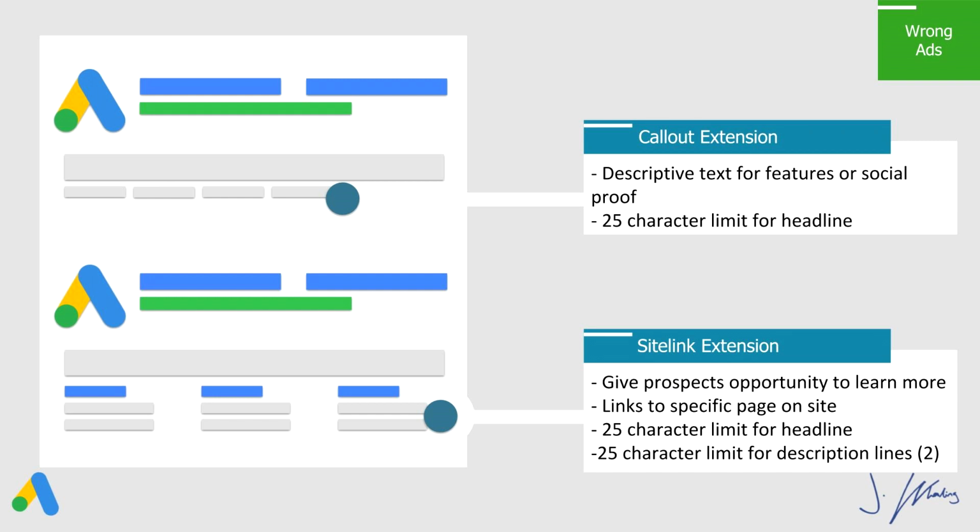So you can drive traffic directly to other pages on your site, or you can call out specific things that make your business unique. And if you want to learn more about how to set up your ads the right way and how to use site links, link in the description to a full-blown tutorial on how to use Google Ads.